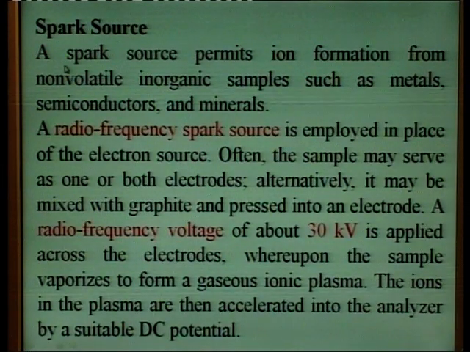Then the spark source. This is for non-volatile inorganic samples like metals, semiconductors and minerals. Here a radio frequency spark source is employed, in which the sample is ingrained with graphite in the electrodes. A radio frequency voltage of 30 kV is applied across the electrodes, whereby the sample vaporizes to a gaseous ionic plasma. The ions in the plasma are then accelerated to the analyzer by a suitable DC potential.